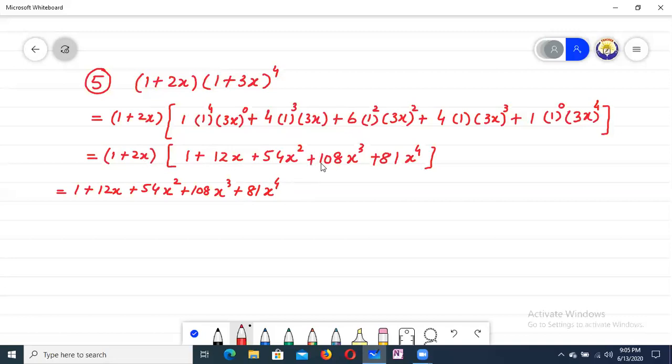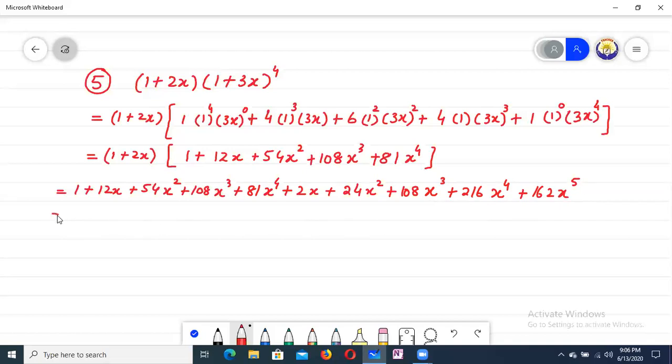Now this 2 we will multiply with the other factor inside this bracket. 2 into 1, 2x, plus 12 2s are 24, x into x will be x square, 54 2s are 108x cube, then 108 2s are 216, here will be x cube into x is x raised to the power 4, then 81 2s are 162x raised to the power 5.